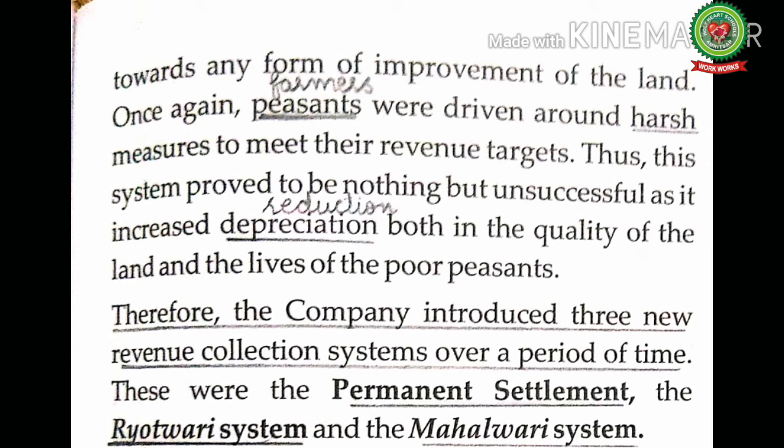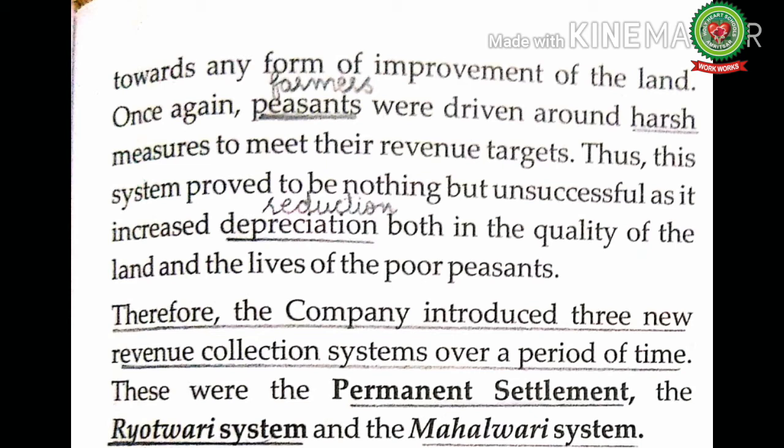The first reason was that the farmers had to face lots of difficulties to meet their revenue targets. And secondly, the zamindars were not sure whether they would get the contract or not, so they were not trying to improve the conditions of the land. And even the company was not sure about its land revenue. So the British wanted to introduce fixed land revenue systems.